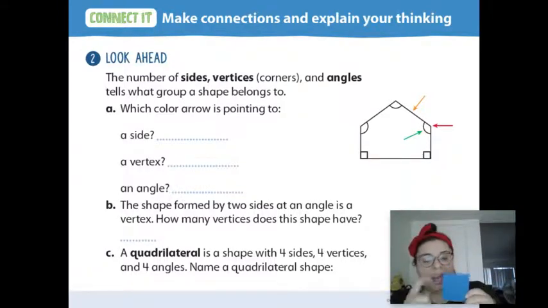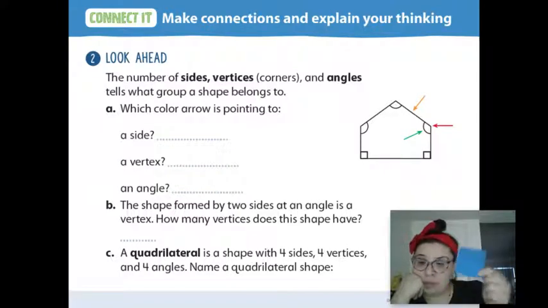Well, let's check. Does it have 4 sides? 1, 2, 3, 4. Does it have 4 vertices? These 2 came together. These 2 came together. That's 2, 3, 4 vertices. And it has 4 angles. Okay. So a square is a quadrilateral.